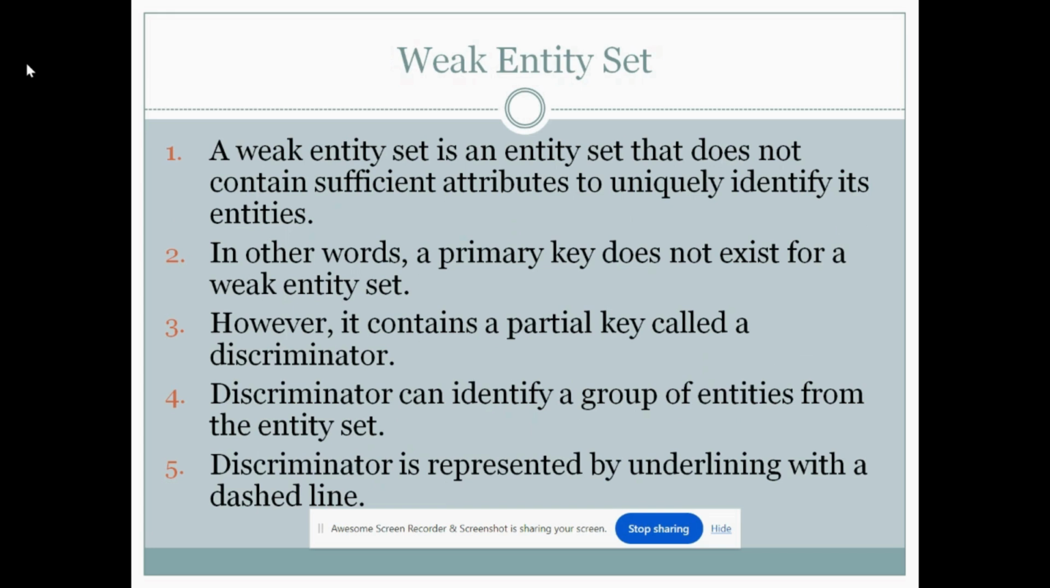Now coming to the weak entity set. A weak entity set is an entity set that does not contain sufficient attributes to uniquely identify its entities. In other words, a primary key does not exist for a weak entity set. However, it contains a partial key called a discriminator. Discriminator can identify a group of entities from the entity set. Discriminator is represented by underlining with a dashed line.